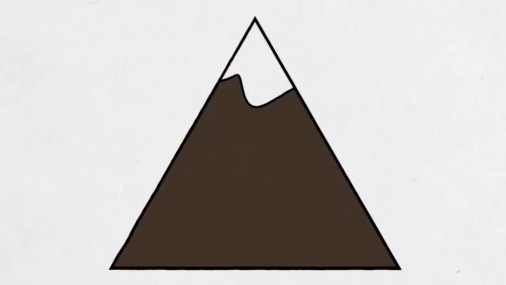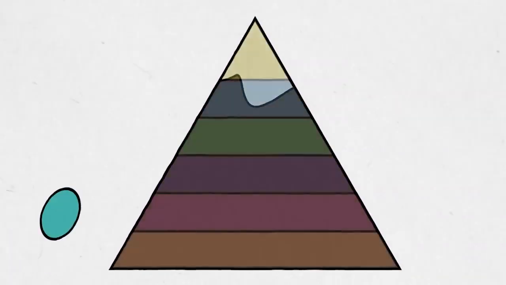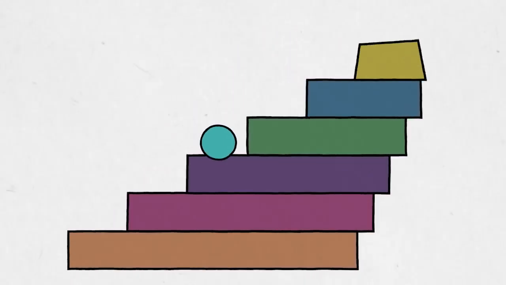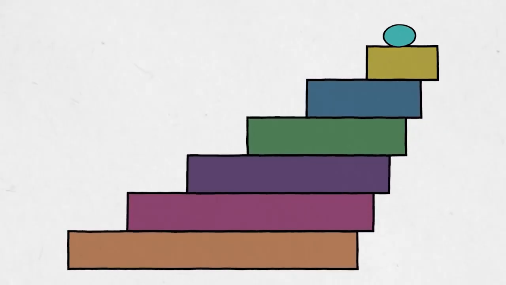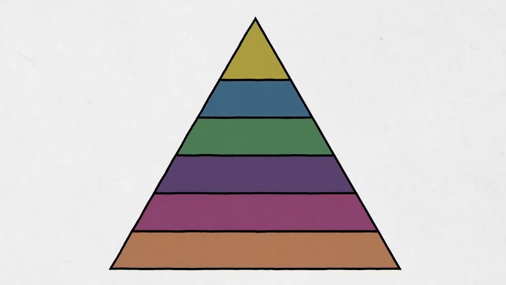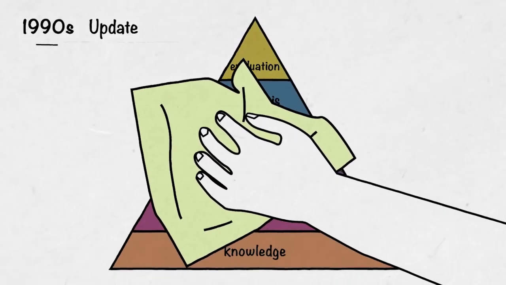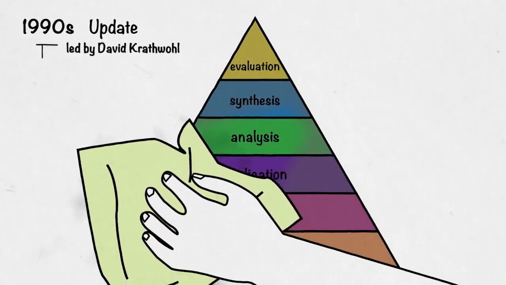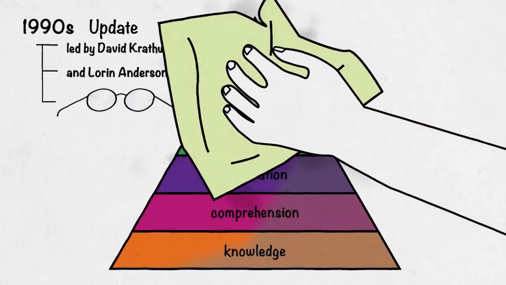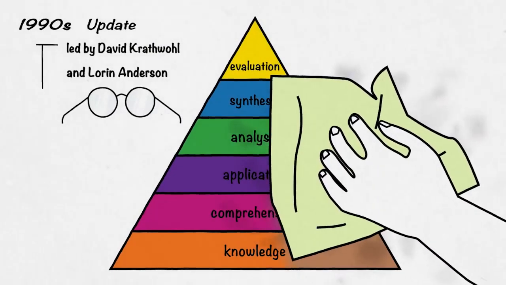thinking. Some have likened the model to a mountain or a stairway, where teachers set learning objectives and design learning experiences to guide students to higher levels of thinking. The taxonomy has become an important model for structuring students' learning processes. In the 1990s, Bloom's taxonomy was updated by a group led by David Krathwohl, one of the original authors, and Lauren Anderson, a former student of Bloom's.